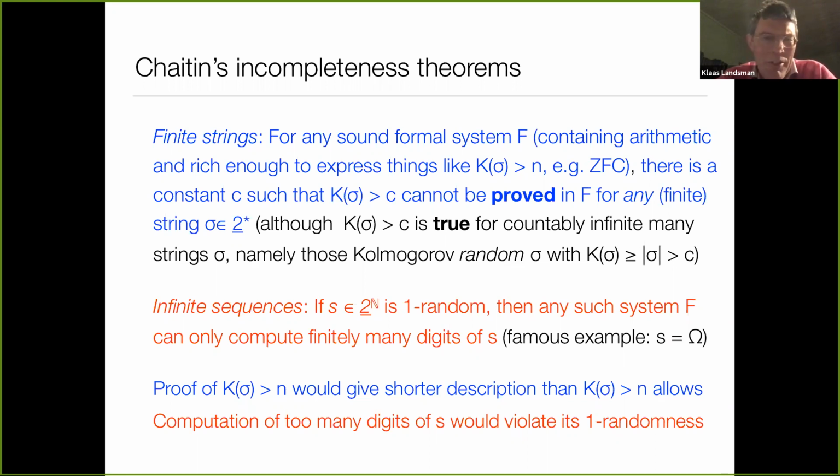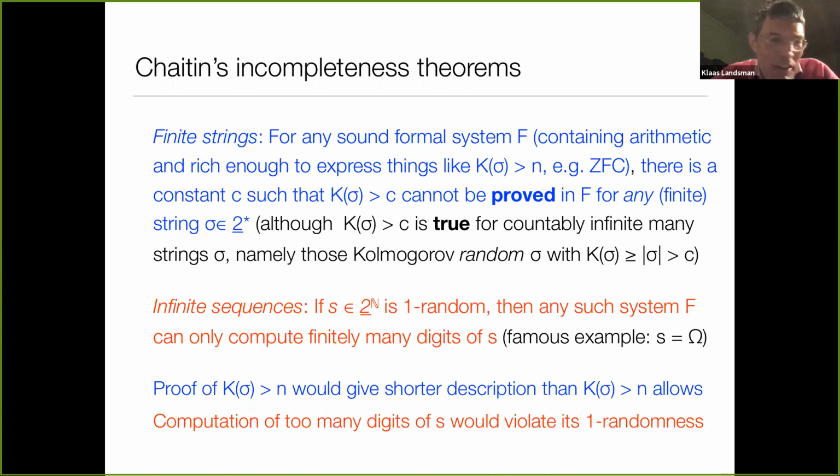So it's good to just have set theory in mind, although that's too much in a way. But given any such mathematical language as we all use, there is a constant C such that any statement of the type "the Kolmogorov complexity K of sigma is greater than C", where sigma is a string, cannot be proved for any finite string, although it's true, in fact, for infinitely many strings.